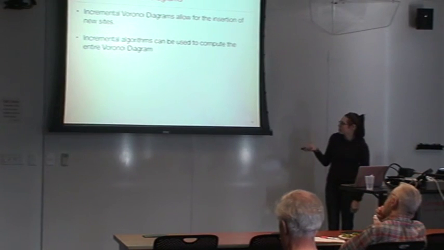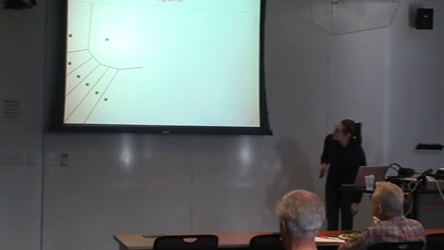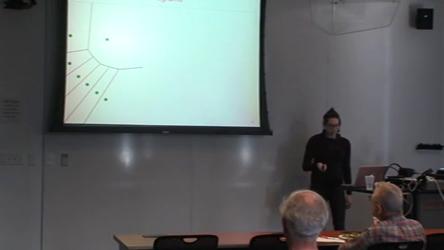Now I'm going to show you a really bad example. Let's say we have a point set that looks like this. We have this kind of cone structure here.